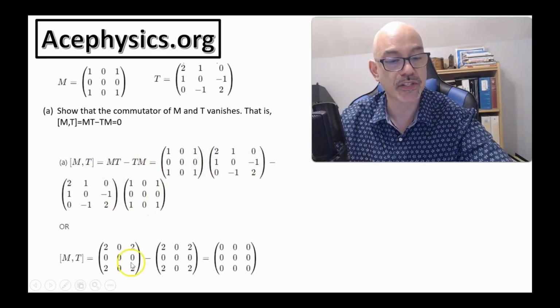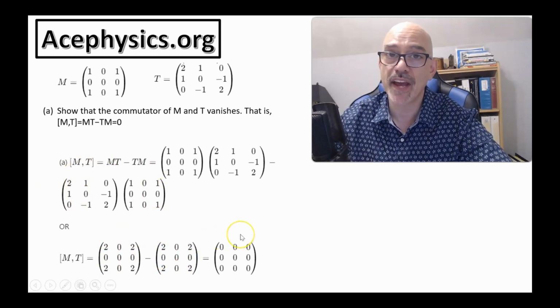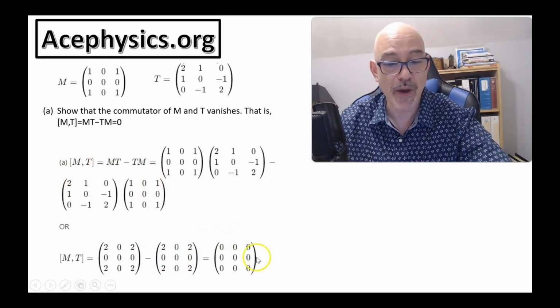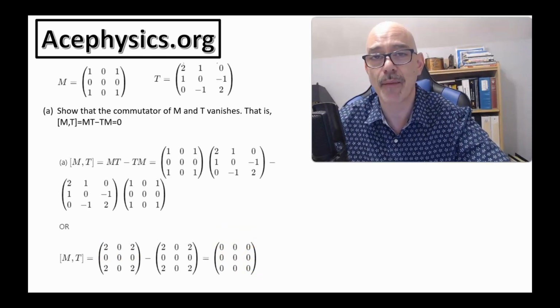Matrix M times matrix T is equal to this matrix. Matrix T times matrix M is equal to this matrix. And as you notice, these matrices are the same. Therefore, the commutator is equal to 0. It's equal to a 3x3 matrix with zeros everywhere. And now let's look at the implications of what it means for the commutator to equal 0.